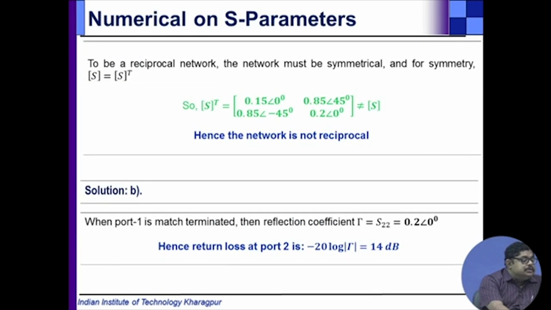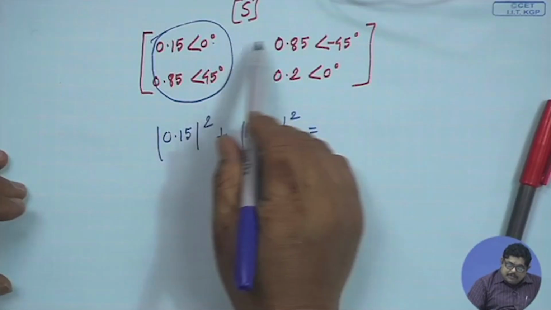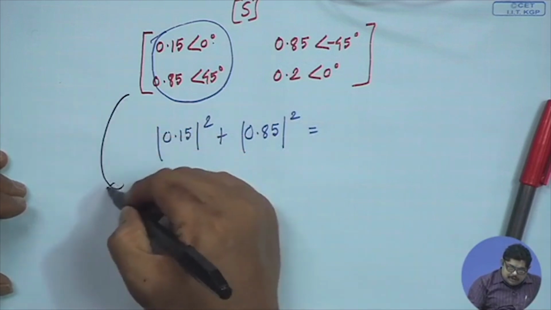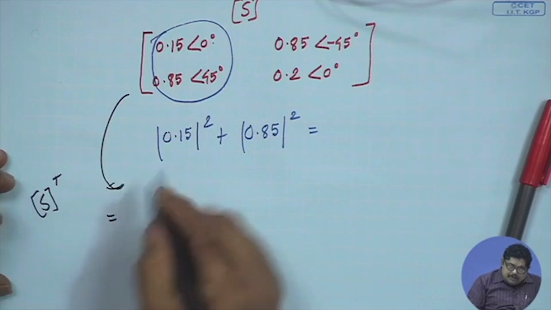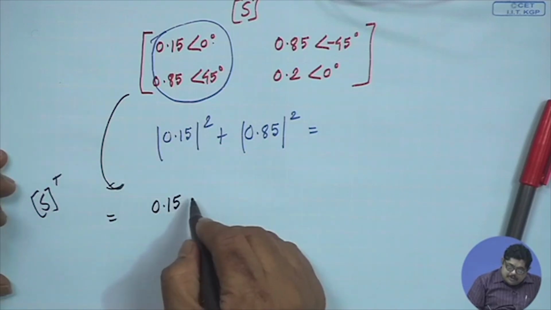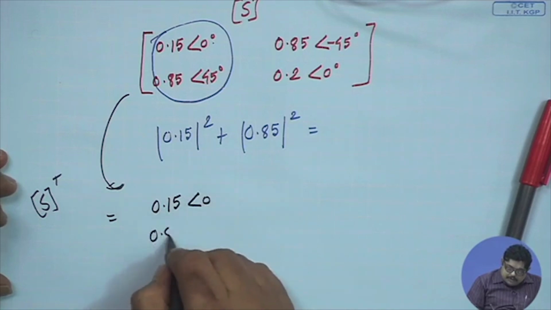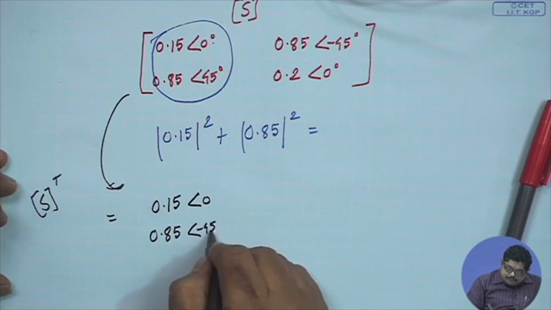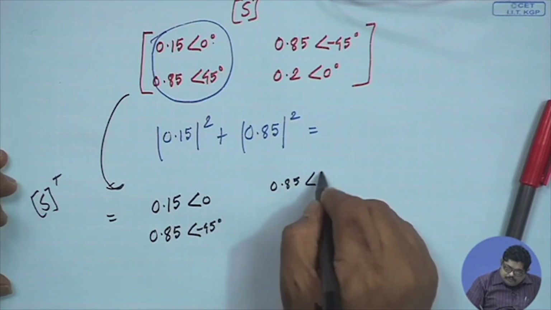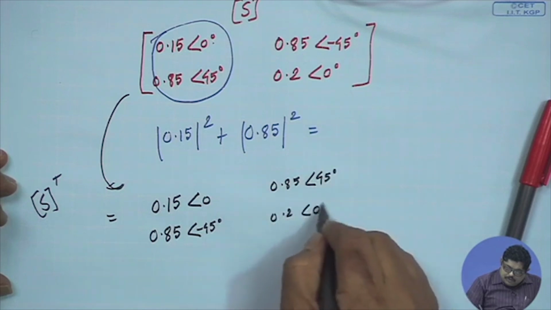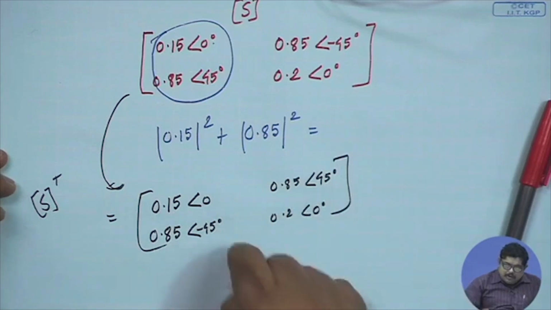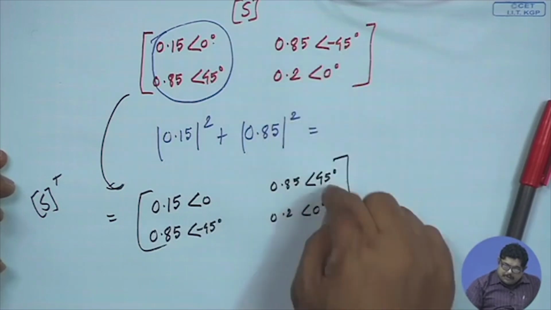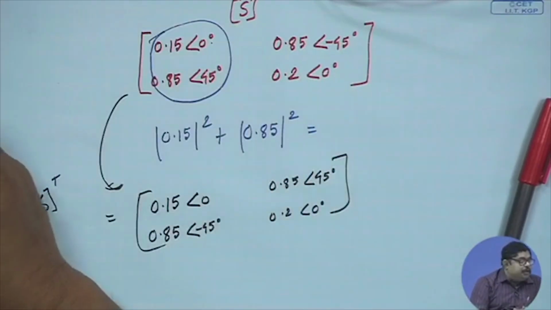network. But whether it is reciprocal, for that you see whether it is symmetric, that means if I transpose this one, what will I get? Transpose of this S matrix, that will be how much? Transpose means the row becomes column, so this will be the new one. Are they same? No. You see, here minus 45, 45. So, the network is not reciprocal also. So, part A is solved, that it is not lossless, not reciprocal.